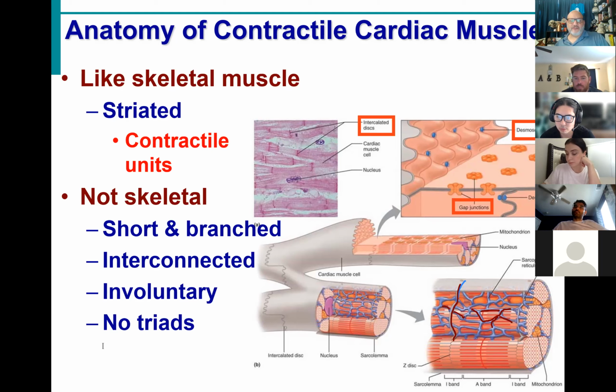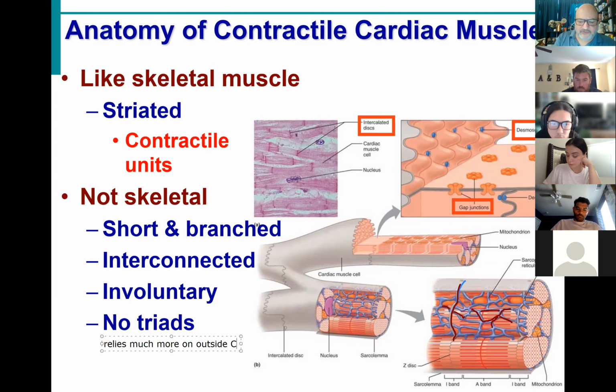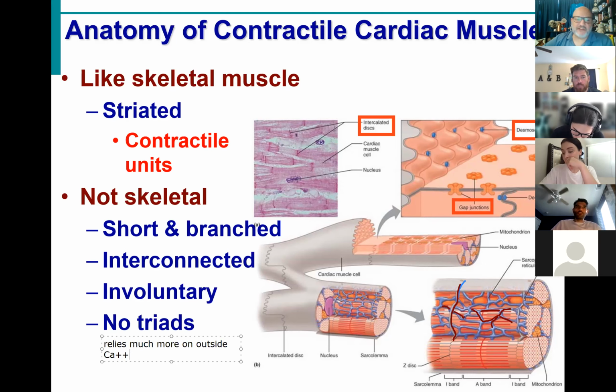One of the main reasons for this is cardiac muscle relies much more on outside calcium. Remember, basically, skeletal muscle has all the calcium it needs to move the regulatory proteins. That is not true for cardiac muscle. Cardiac muscle relies much more on calcium from outside of the cell to move those regulatory proteins.